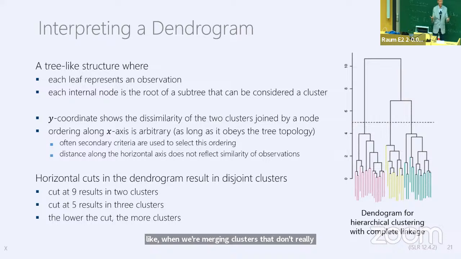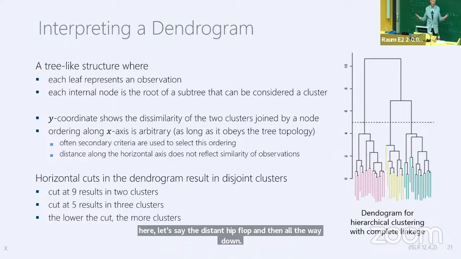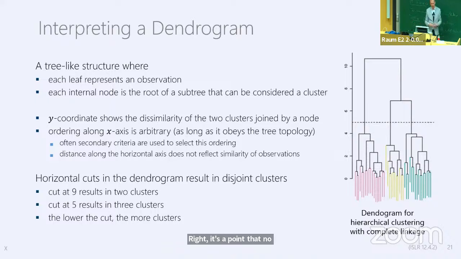That's the moment. So where do you think then an outlier, where would it be in this, so how would it look like? Yes, exactly. It would essentially be, well, so a branch here, let's say the distance here, and then just all the way down, right? It's a point that no cluster wants, right? I mean, it's sort of like, okay, I don't know what you're doing here.